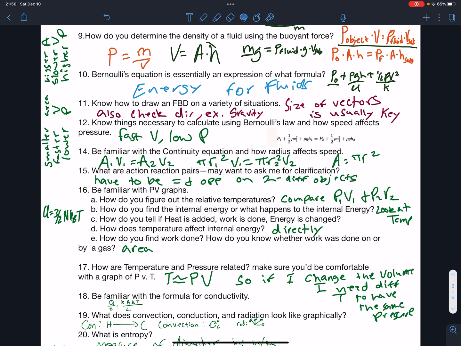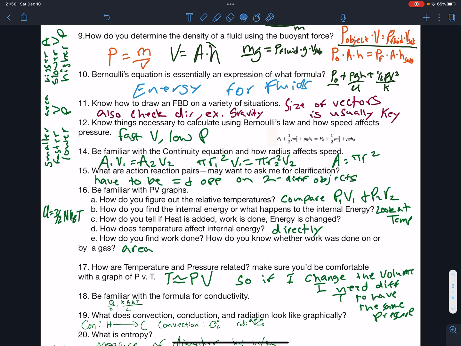Also check the direction. For example, gravity. If they show gravity going up, that's wrong. Gravity should be down. If they show the buoyant force going down, that's wrong. The buoyant force should be going up. So double check those directions and make sure they're appropriate to the way it is represented.